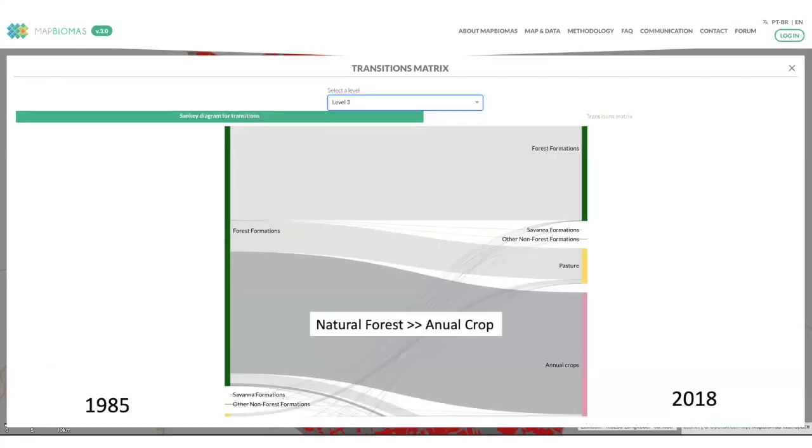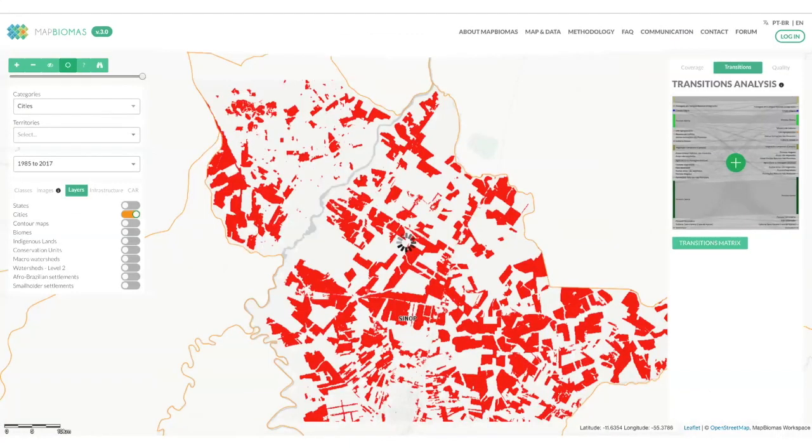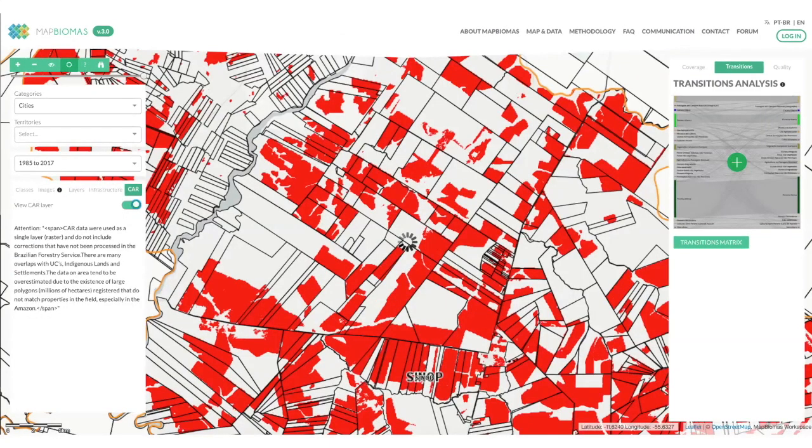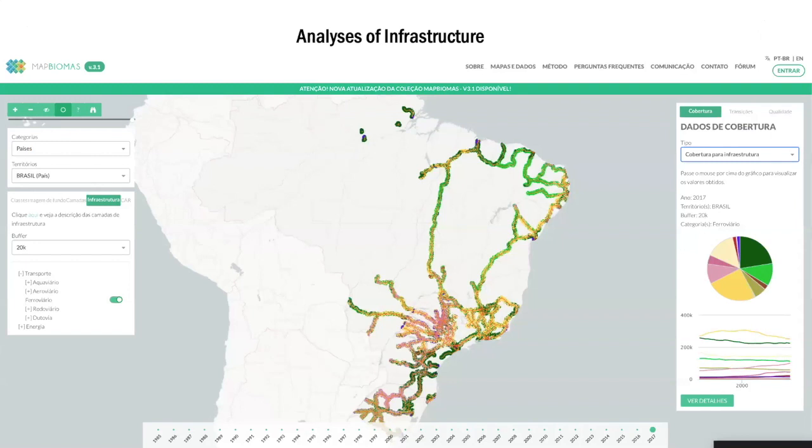So you go there, you choose the transition you want to see, and then it goes back to the map, and you have exactly that transition, where they are located, and then you can plot all the properties of the country, and you can see which specific property has that specific transition for that specific period you are interested in, things like that. And also the platform allows for analysis, like, for example, you can run a buffer analysis on every single infrastructure on transportation and energy in Brazil. So it's very practical, directly related to use cases for the different people that need this information in Brazil.